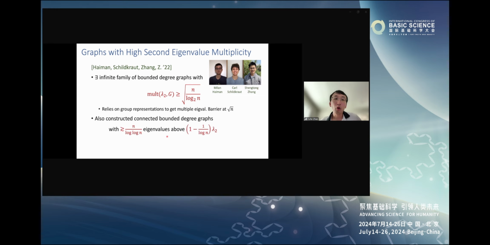In the same paper, we also constructed connected bounded degree graphs with many approximate second eigenvalues, meaning that if you don't care about having exactly lambda2 repeat, but having a lot of eigenvalues very close to lambda2, then we can get quite a lot. This is a different construction.